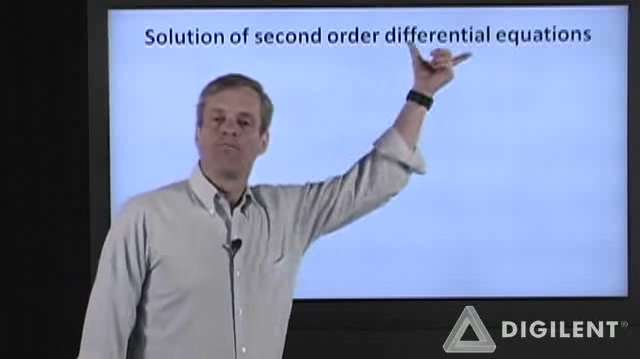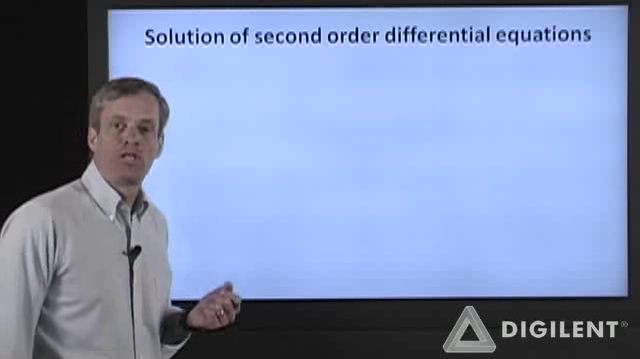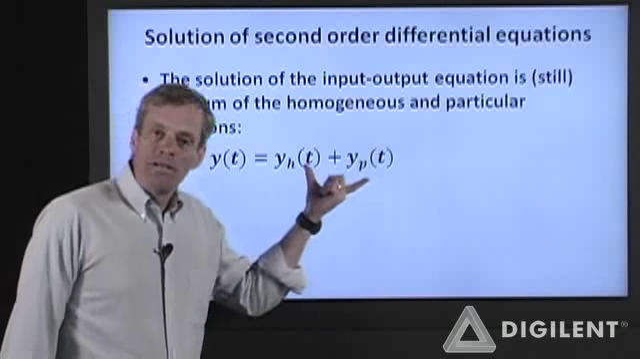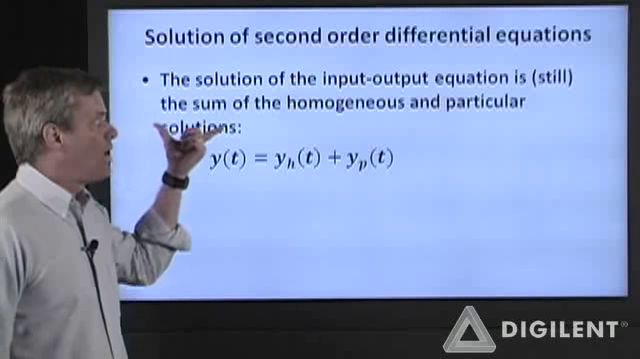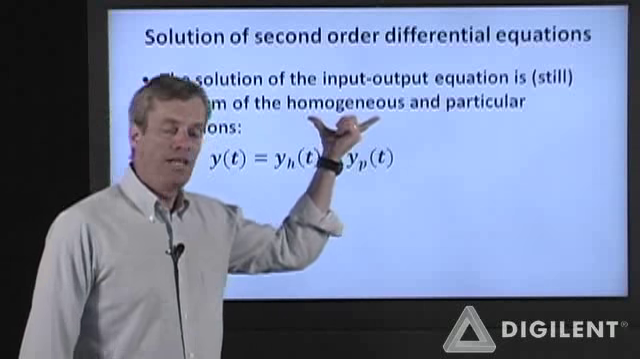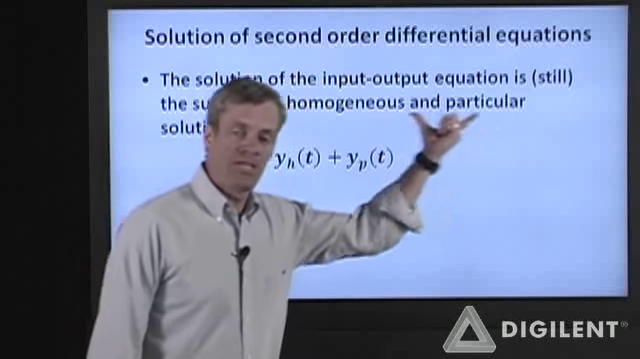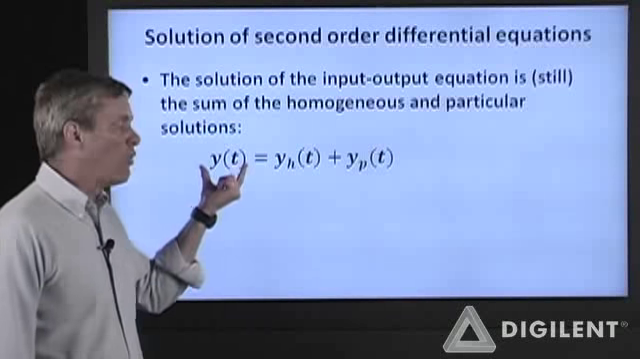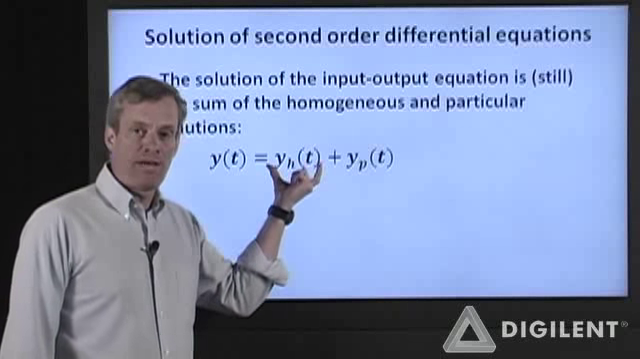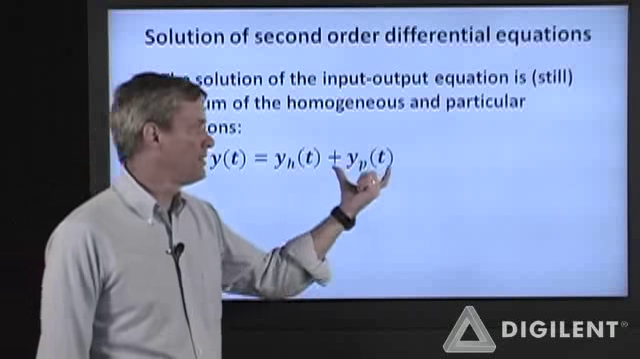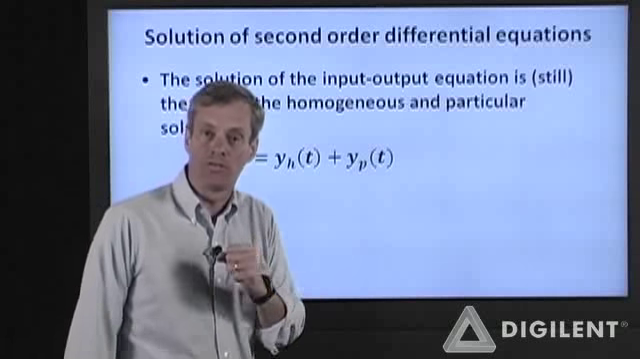Okay, let's start looking at the form of the solution of this differential equation. All differential equations, their solutions are the sum of a homogeneous or unforced solution and a particular or forced solution. So y of t is still the sum of y sub h of t, the homogeneous solution, plus y sub p of t, which is the particular solution.